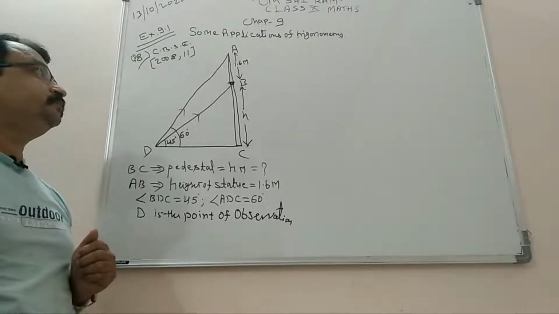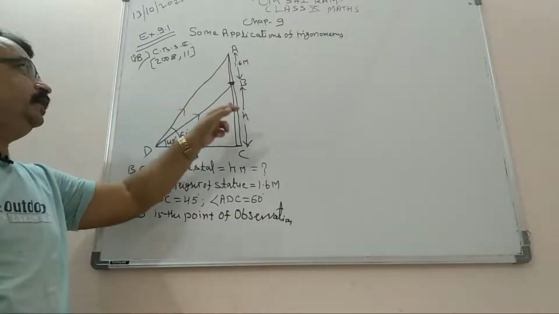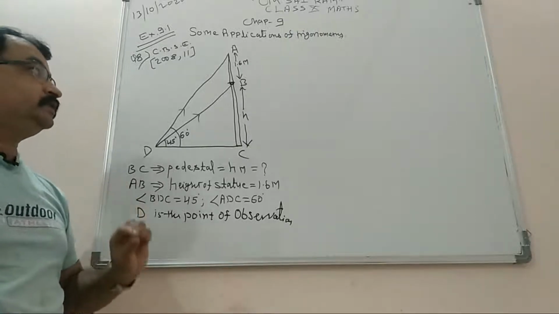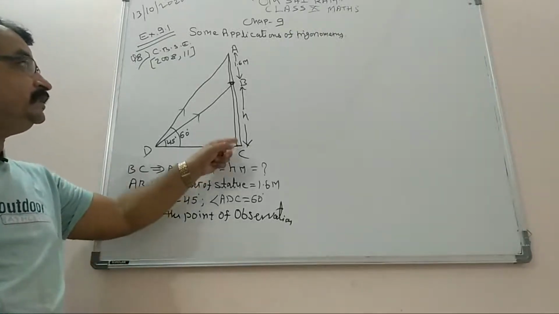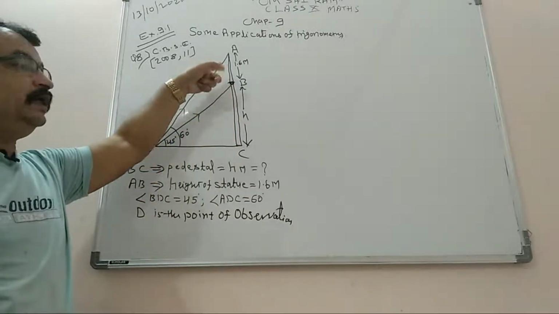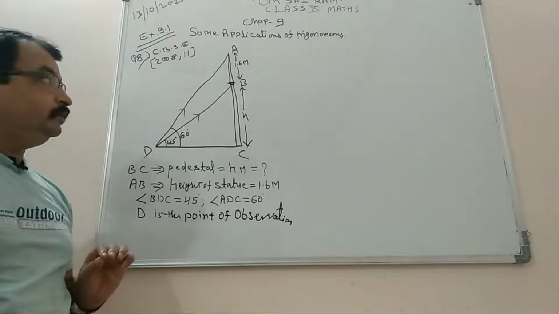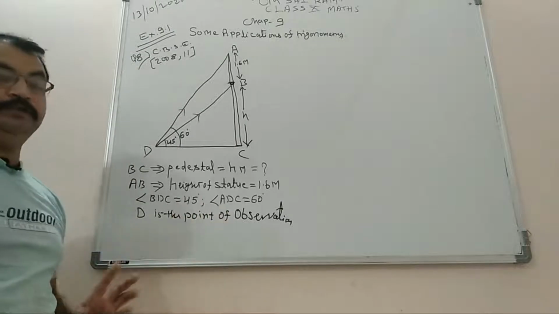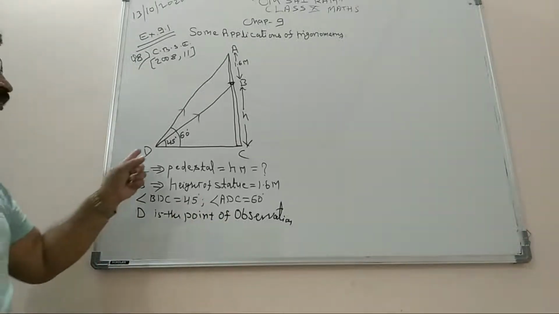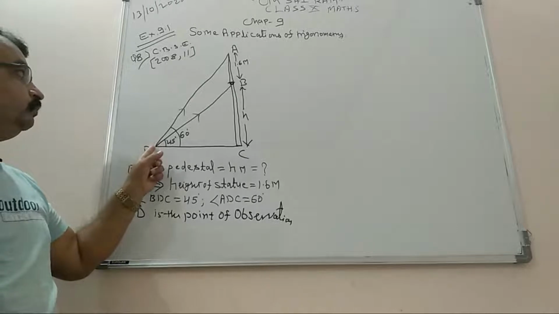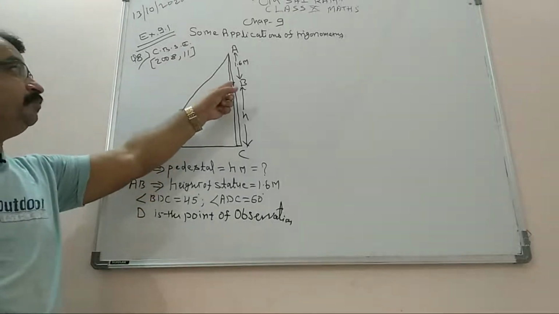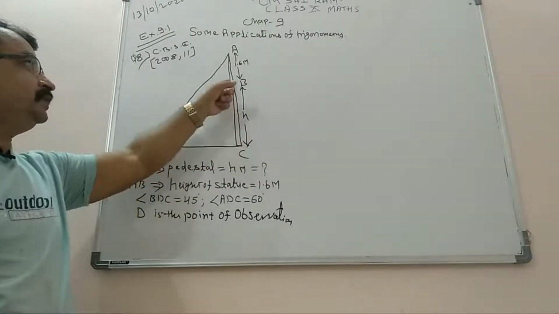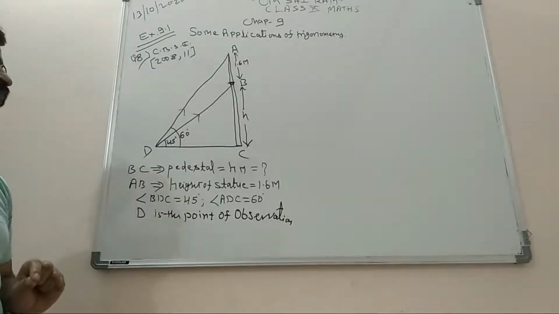given that a statue is fixed on a pedestal. A statue is fixed on a pedestal. I shown here BC as a pedestal and AB as a statue, and assumed D as a point of observation. An observer watches the base of the statue, that is top of pedestal, or you can say base of statue.